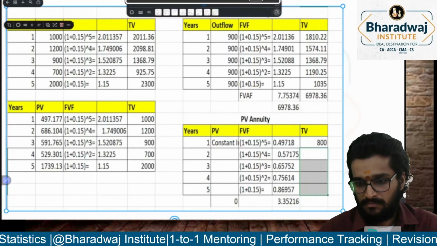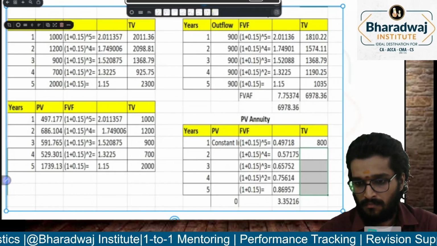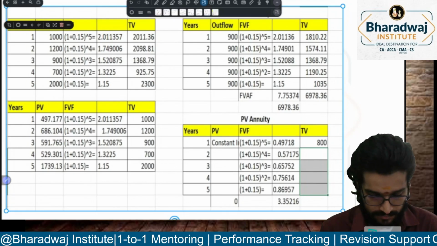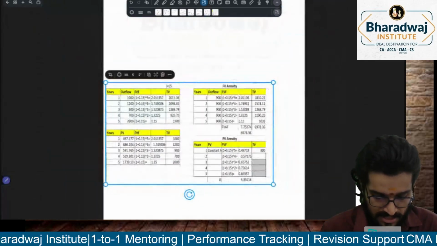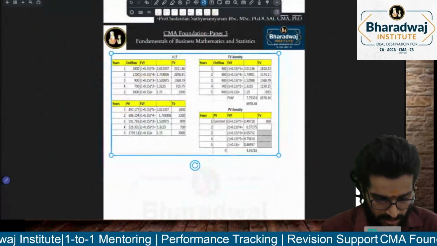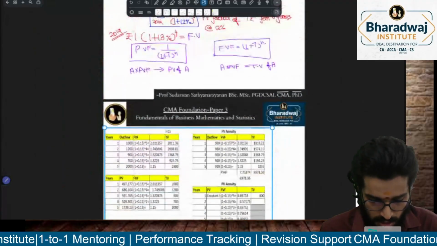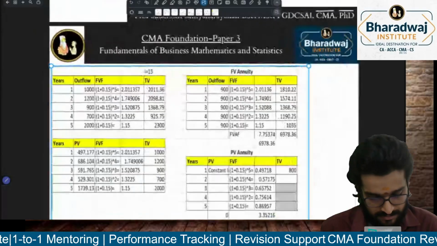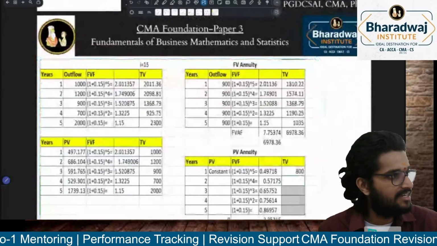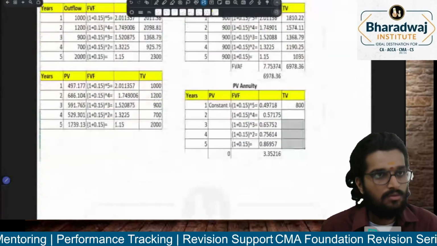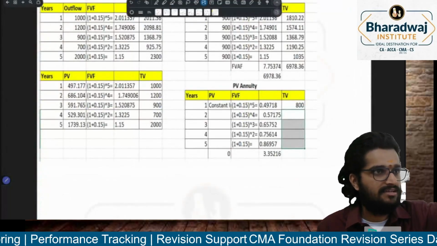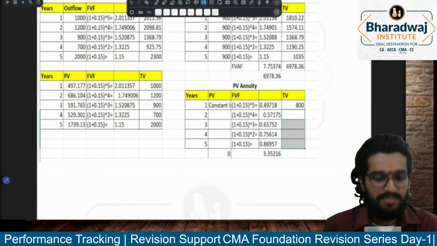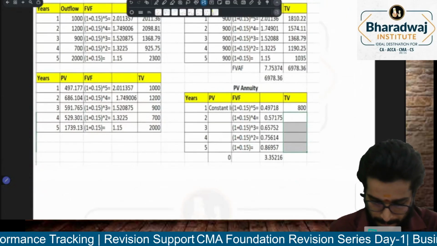Kindly have a look here. So this is what we have been discussing for 10 to 15 minutes, how to compute annuity factors. Now another 5 minutes, let's complete this annuity.